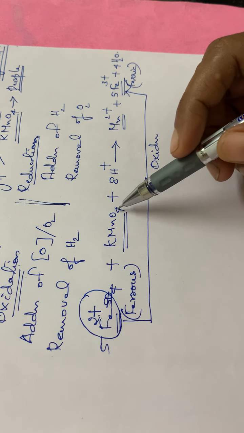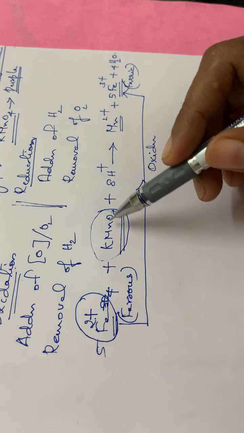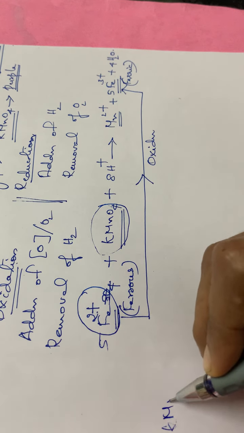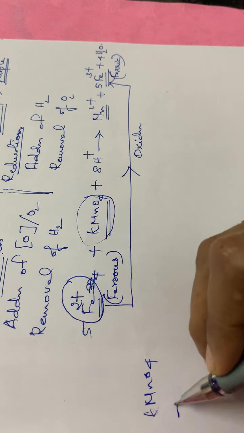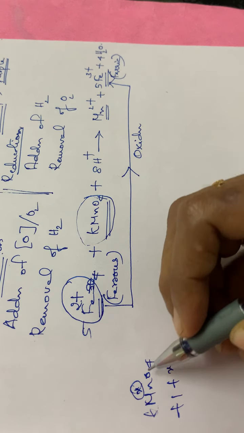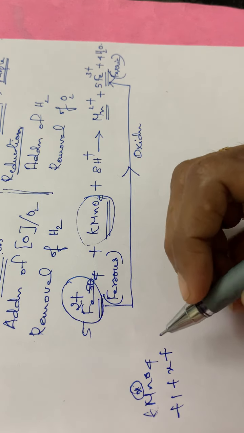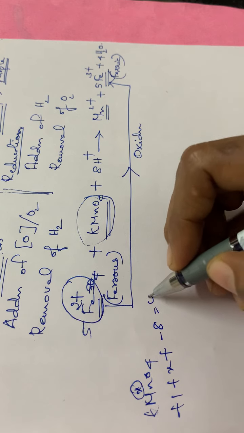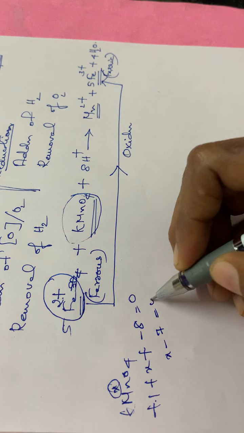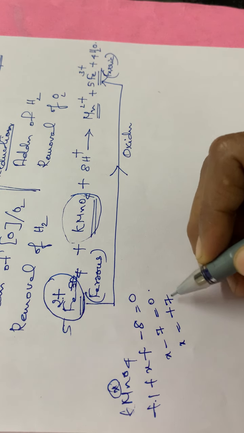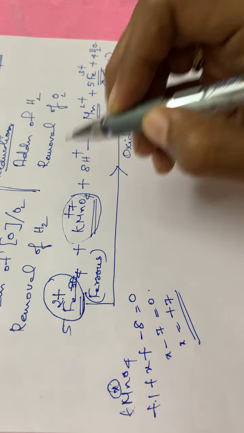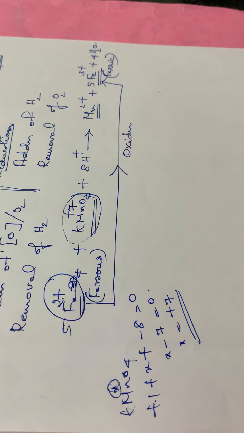And also see here KMnO4. What happens to this KMnO4? What about the oxidation state of manganese here? How will you calculate the oxidation state? K will be having plus 1. You have to find out the oxidation state of Mn, so we can put it as x. Oxygen has minus 2, so minus 2 into 4 is minus 8. So plus 1 plus x minus 8 is equal to 0. That means x minus 7 is equal to 0, or x is equal to plus 7. So here this manganese will be having 7 plus oxidation state.